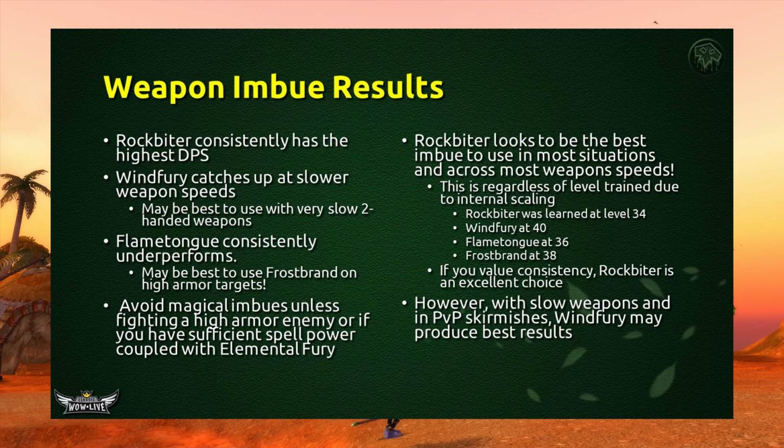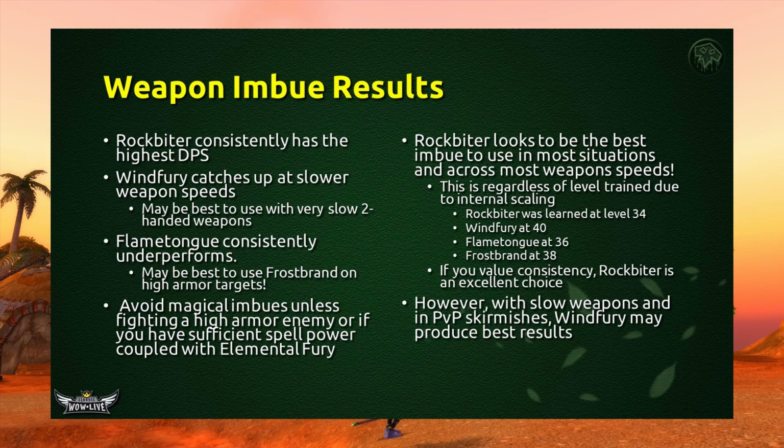And this wasn't due to scaling or when I acquired these weapon imbues. I got the most recent Rockbiter level 34, I got Wind Fury at level 40, I got Flame Tongue at 36, and I got Frostbrand at 38. There was no correlation between when I learned them and the DPS output, mostly because of internal spell scaling. Remember, these are all being scaled internally, so they all should be at a consistent level.